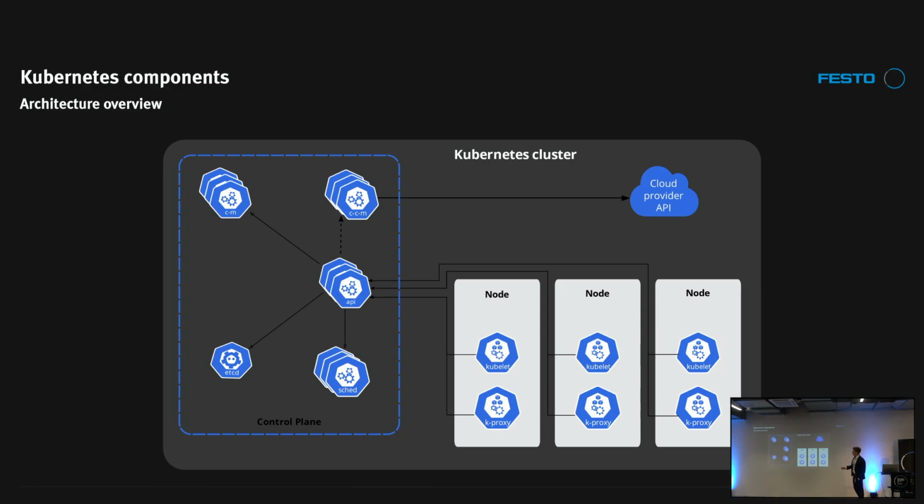Then we have also the etcd. So this is a distributed key value store, which is persisting the data across all the master nodes. So these can also be multiple nodes for high availability scenarios. And all the configuration of the cluster is then stored in this key value store.